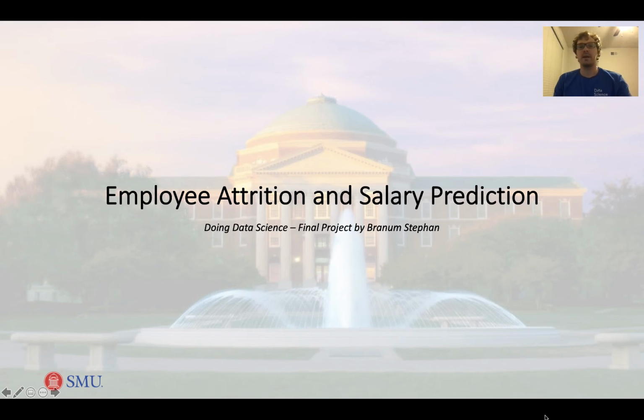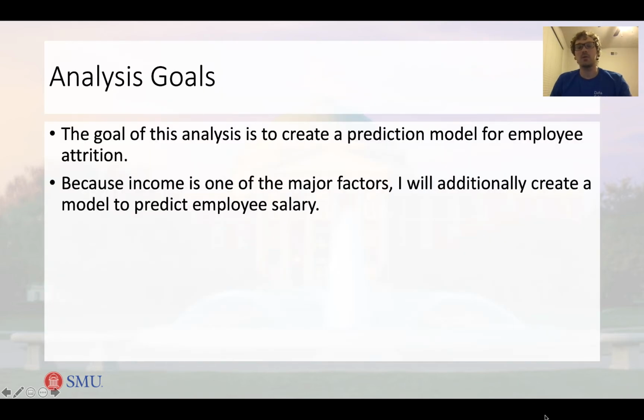Hi, my name is Branham Stefan, and today I'll be discussing DDS Analytics and our model to predict employee attrition and salary. Of course, our goals here are to discuss attrition prediction as well as our multiple regression model for predicting employee salary.